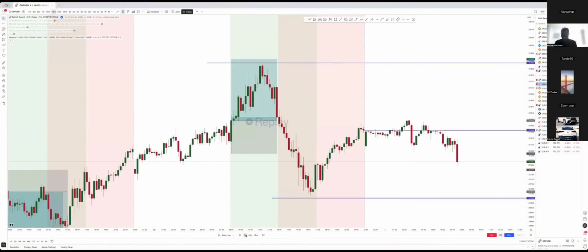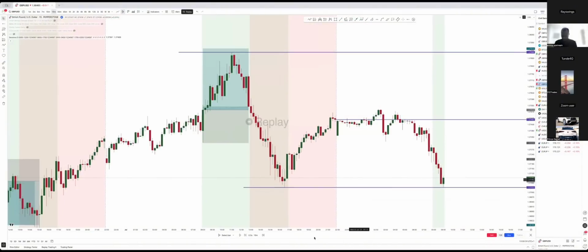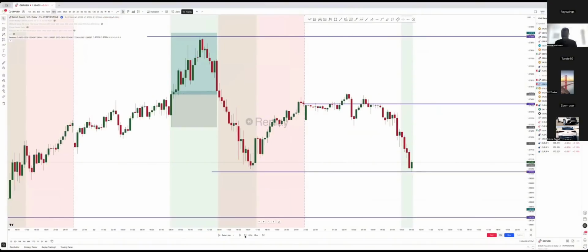Okay. So price is looking like it doesn't want to give us entry. But I think not yet. This is not entry yet.